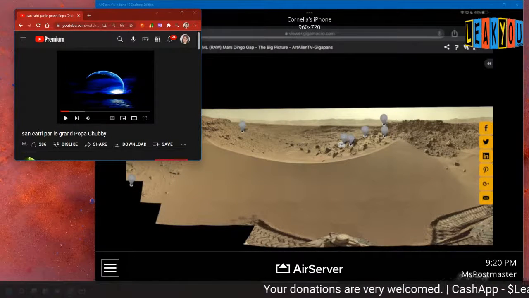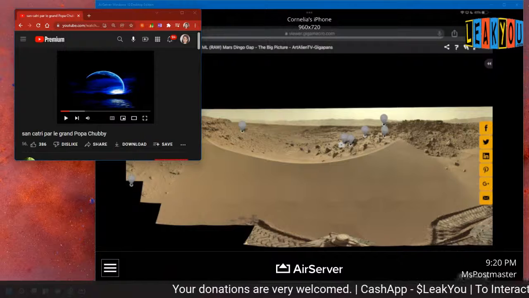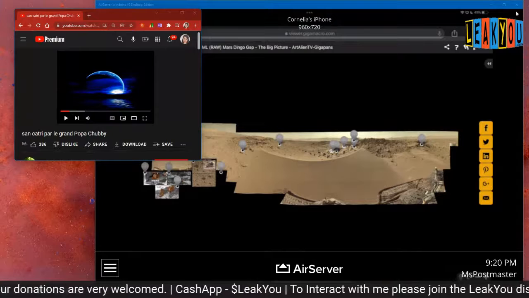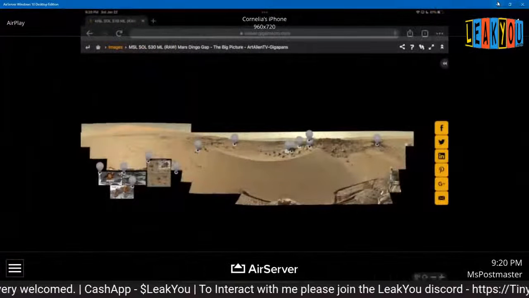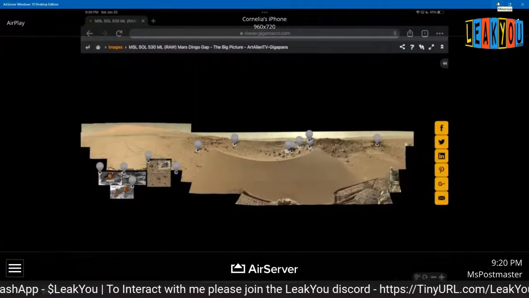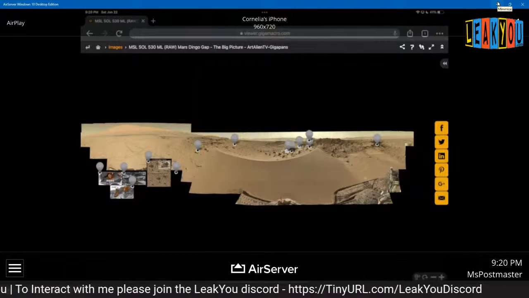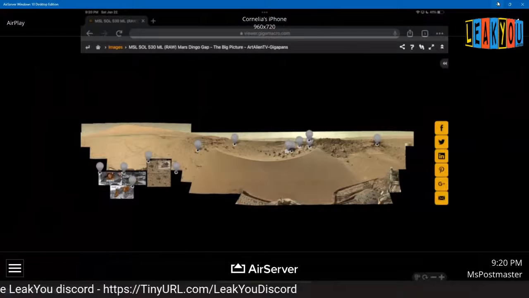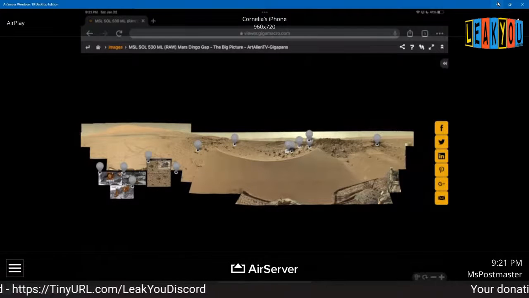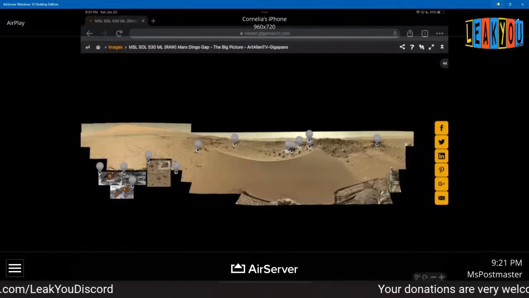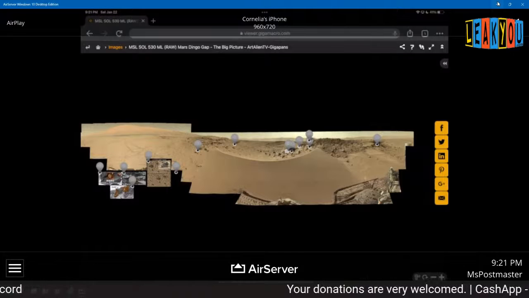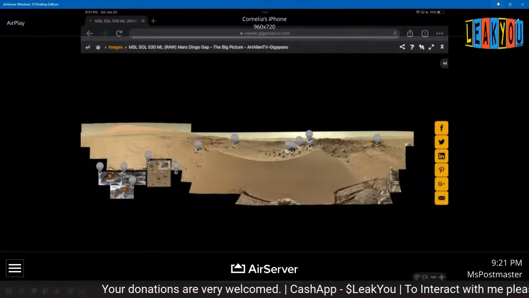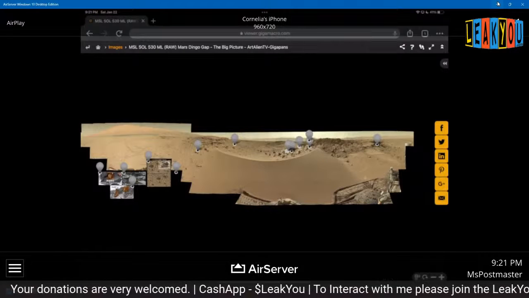Hold up a second. Guys, do you see what I see? Okay, wait, let me make this bigger. Do you see what I see? This is an image. This is Sol 530 from the Curiosity rover. And essentially, these are images that were sent back right to Earth. Do you see what I see?